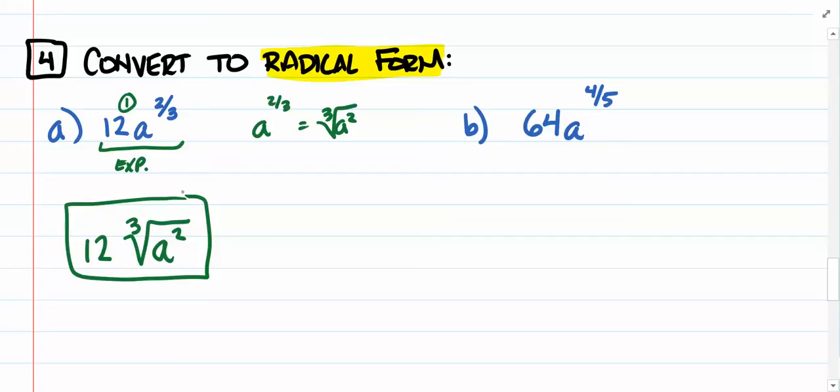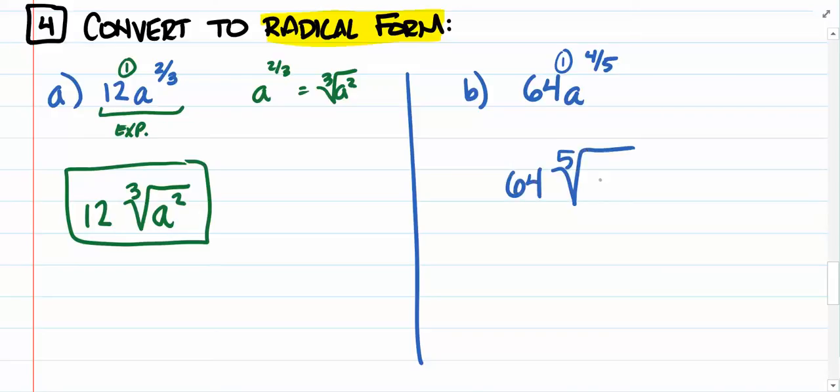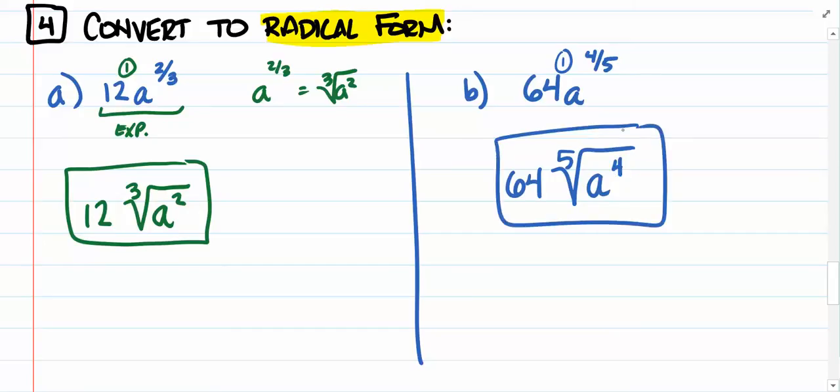We're going to do some more problems in class, but I just want to introduce this to you. Okay, let's take a look at this one here. 64a to the 5/4 power. Okay, I think I just said 5/4 power, but obviously it's 64a to the 4/5. So again, the exponent on the 64 is just the number 1, so we don't do anything with that. So we have 64 times the 5th root of a to the 4th power, and that's as far as we can take this one because the index is larger than the exponent on the inside. So I have 64 times the 5th root of a to the 4th power.